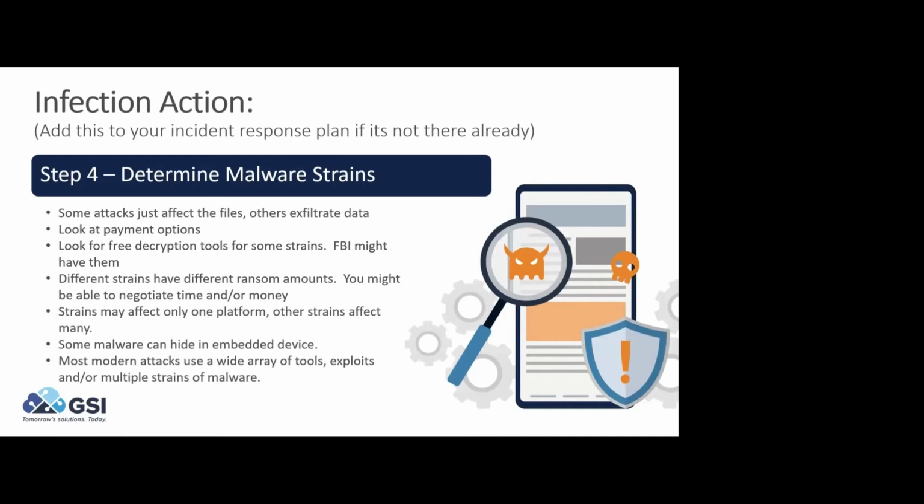So determine the malware strain. Some attacks just affect files, others exfiltrate data. There are also free decryption tools for some strains. In many cases, the FBI will recommend that to you. I would do some research today. I mean, after you're done here, just go Google free decryption tools, bookmark it so that you're prepared, right? In the heat of the moment, you don't think of these things, but when you're planning ahead of time, you'll know in your incident response plan to go look to see if the particular strain that you may have been hit by has a decryption tool, and it might help you.